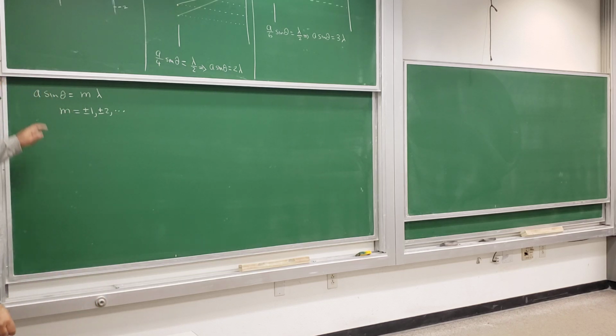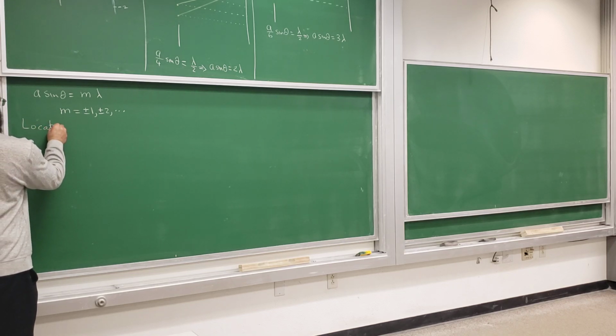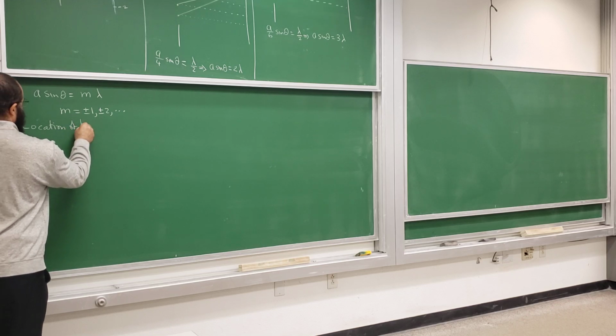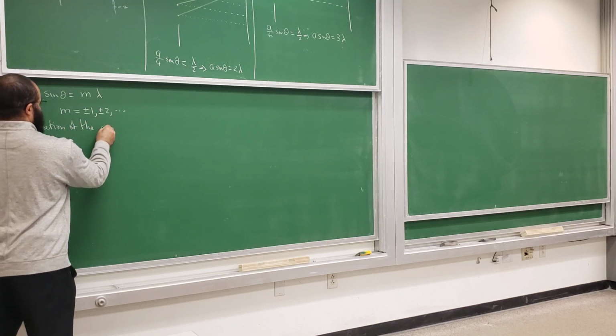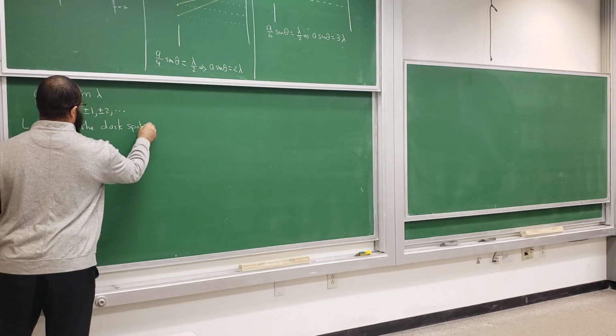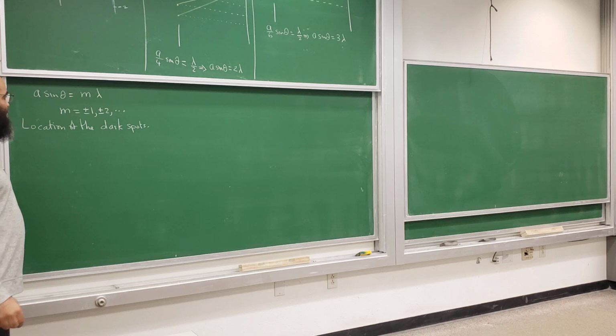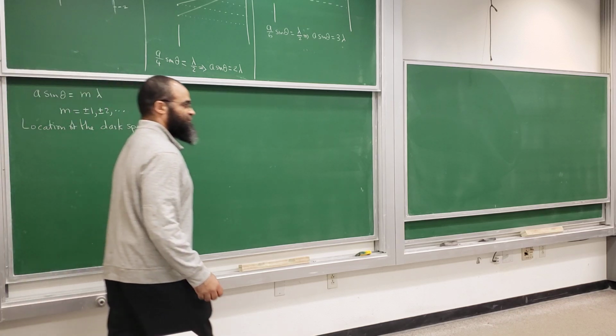Okay. And what does this tell us? The location of the bright or dark spots? Dark, destructive, yeah. So this is the location. Destructive interference. We'll do an example and then we'll talk about the intensity of this interference.